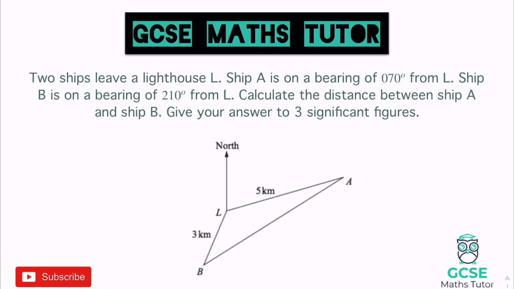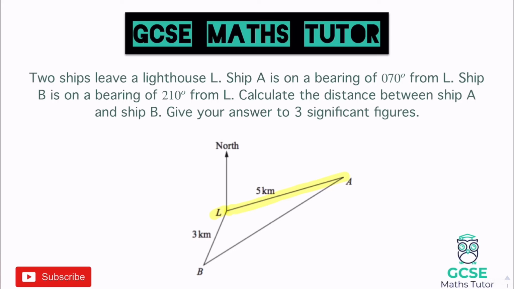To start with, it says two ships leave a lighthouse L, and that lighthouse obviously is shown to us on the diagram just here, we've got L. Then it says ship A is on a bearing of 70 degrees from L. Okay, so ship A has obviously gone in this direction over here. There we go, and we've got that 5 kilometre distance there.